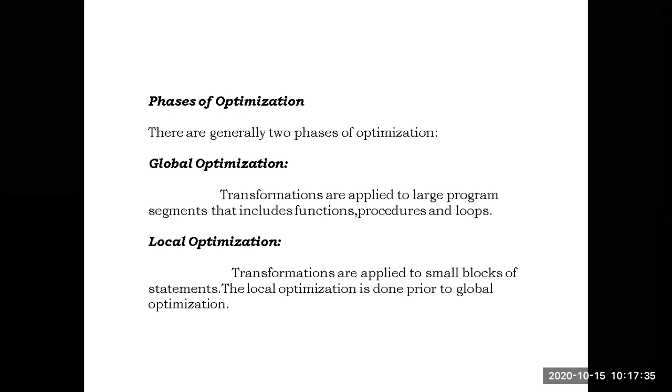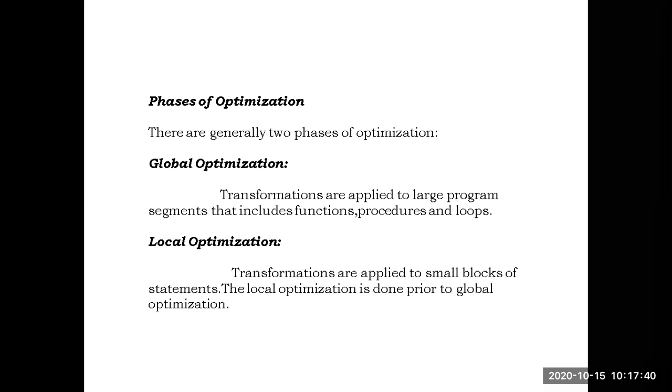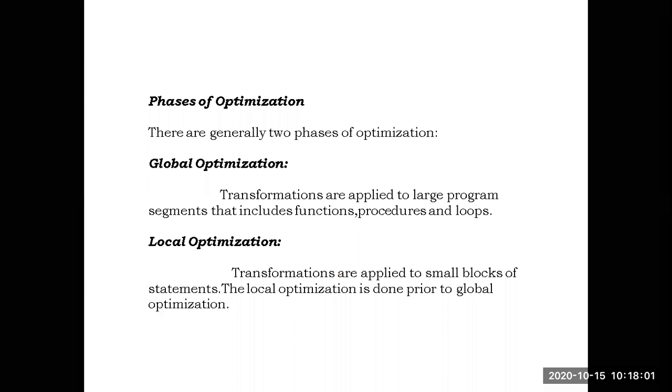That means if we apply optimization only in a function, only in a loop, or only in one basic block, that type of optimization is called local optimization. If you apply the optimization only in some part of the program, like a basic block, a function, a loop, etc., it is called local optimization. Generally, local optimization is given higher priority than global optimization. When we want to perform the optimization, first local optimization will be performed, then global optimization will be performed.